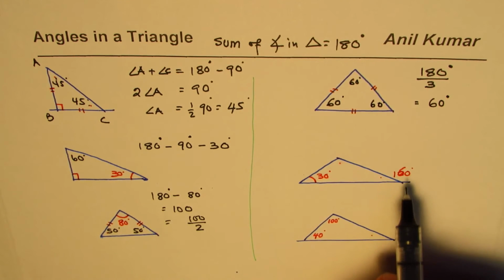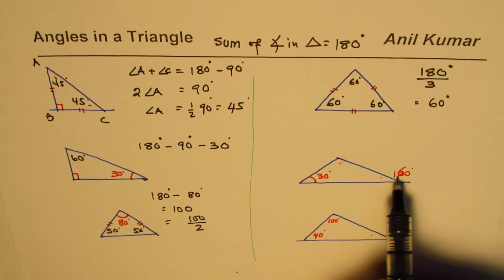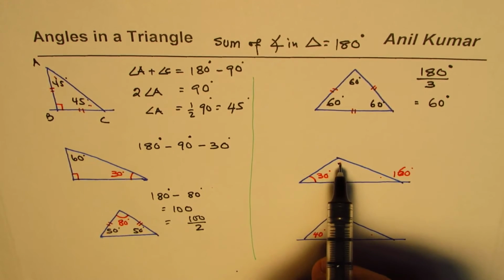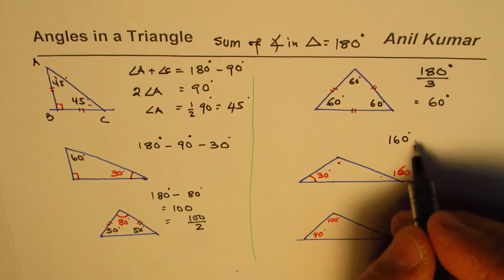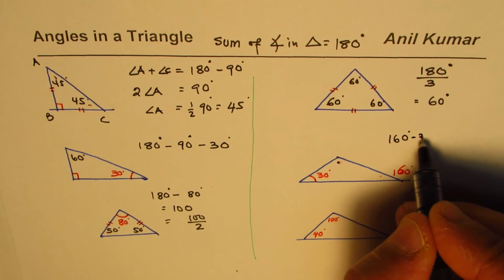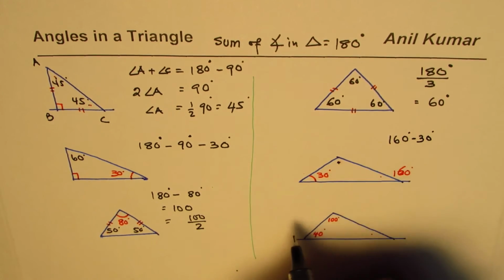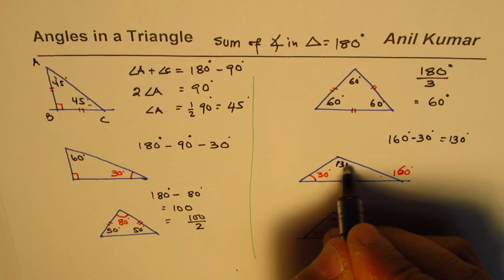Here we are using the external angle. The external angle is actually the sum of the two interior angles. So we could find this angle in two different ways. One is, we know it is a 160 degrees external angle. That is the sum of 30 plus this. So if I take away 30, I get the angle which remains, which is 130 degrees. So this is one way of doing it.